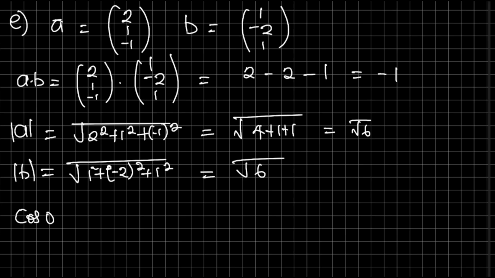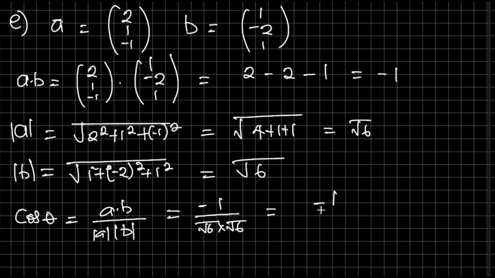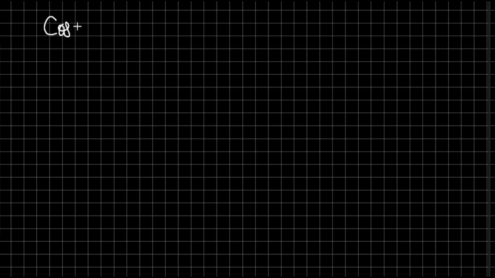Okay, and cos theta equals A dot B over magnitude of A times magnitude of B, which is minus 1 over root 6 multiplied by root 6. So root 6 times root 6 is 6, which gives minus 1 over 6. So we have that cos theta equals minus 1 over 6. So theta equals cos inverse of minus 1 over 6.